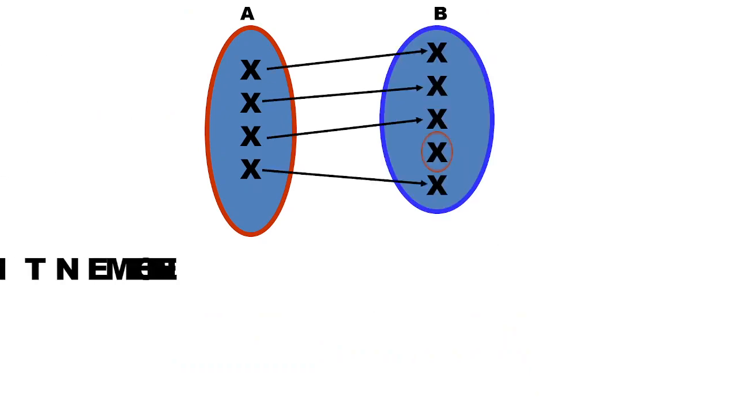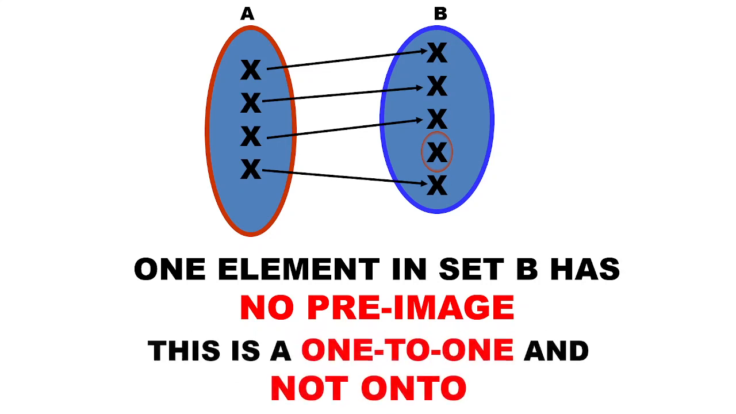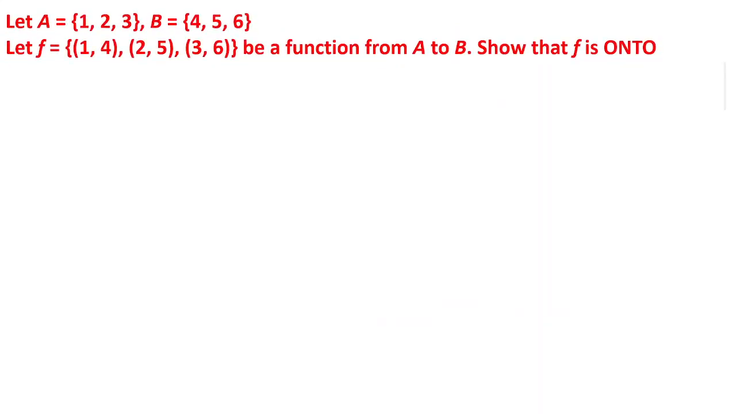Here you are checking that one element is not having a pre-image. Therefore, this is not an onto function. But it is a 1-1 function because the 4 elements in the left hand side are having individual images on the right hand side. Good. Let us take this example now.